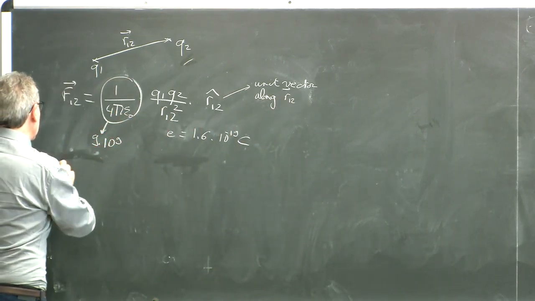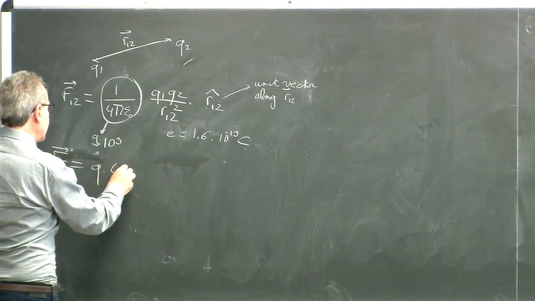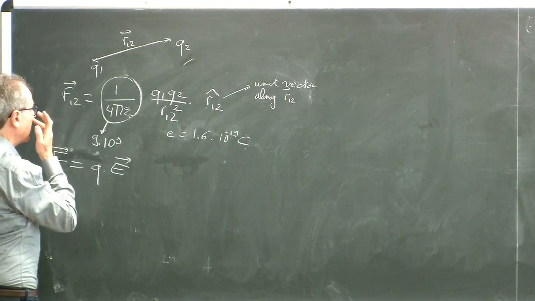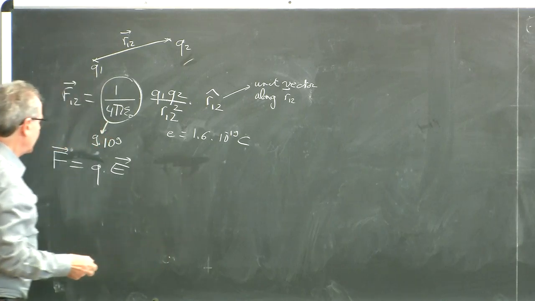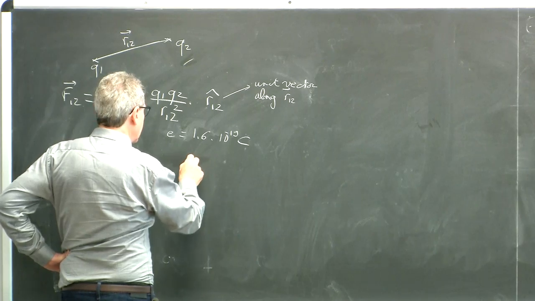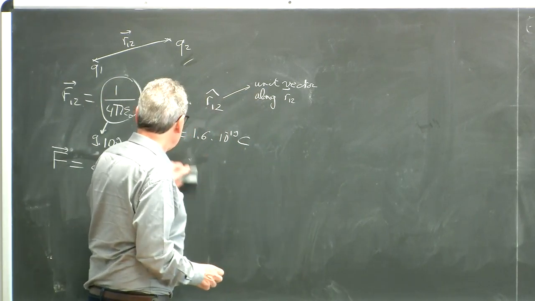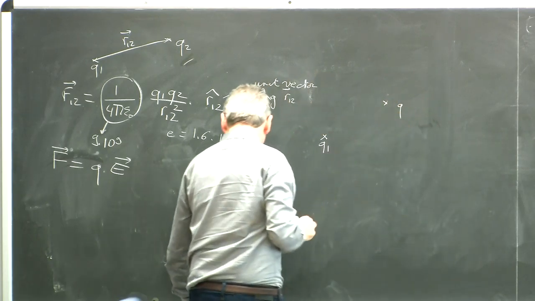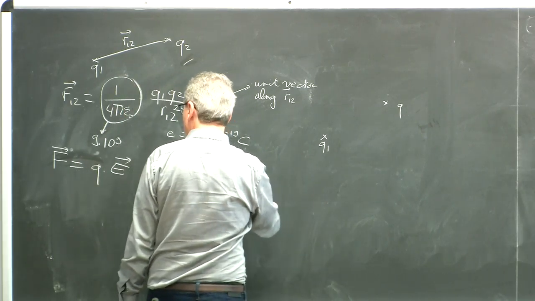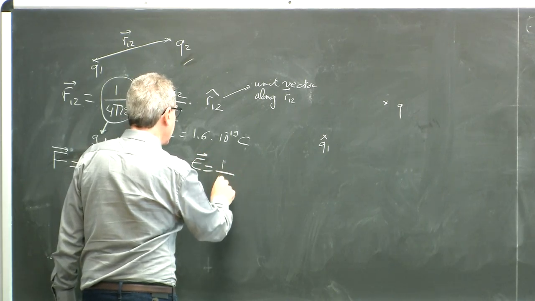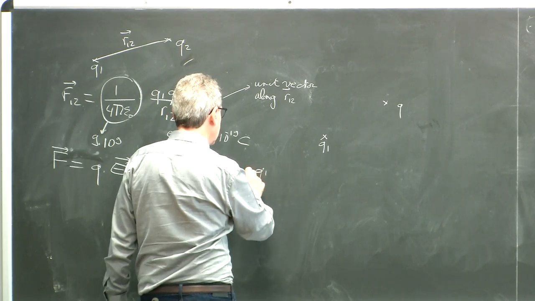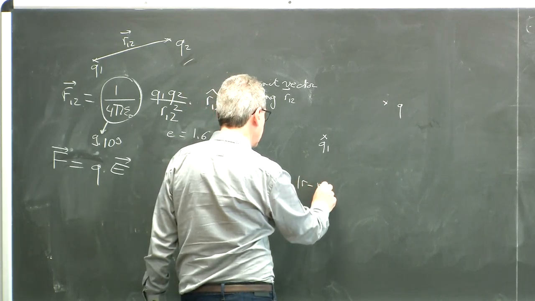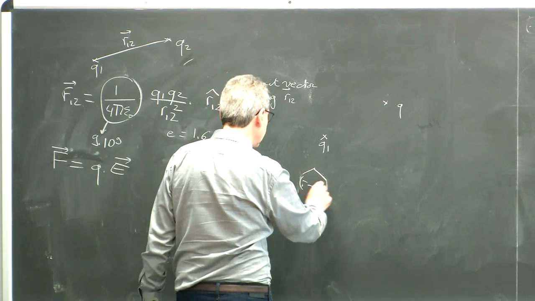So the force, as we know, can be written as Q times E. For instance, if I have a charge Q1 here, and I want to see the force created on a point, the force is F equals QE, with E equals 1 over 4 pi epsilon 0, Q1 divided by |R minus R1| squared, times the unit vector along R minus R1.